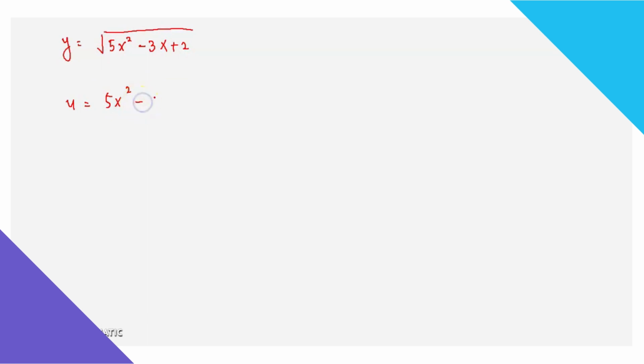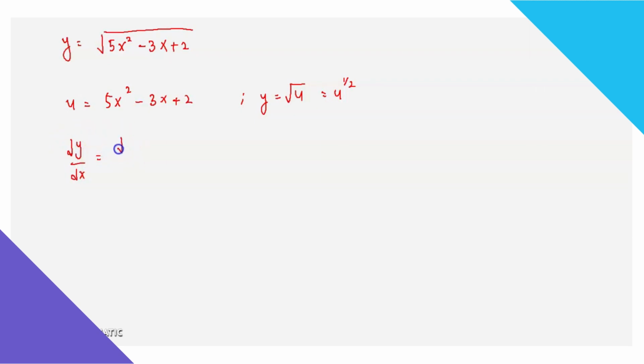So we equate the u function with 5x squared minus 3x plus 2. Then this u we substitute into the y function here. So we have y equal to square root of u, or we can change the index of u to u to the power of 1 over 2. So we call for the chain rule formula. Okay, we want to find dy dx.